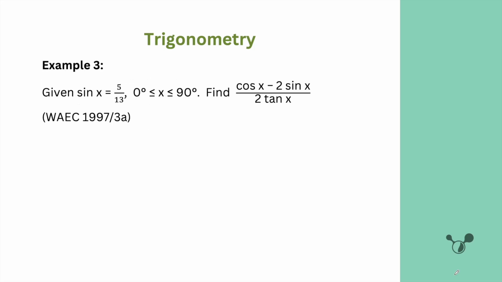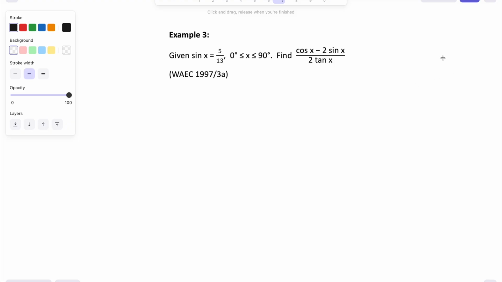Example 3 states, given that sine x is equal to 5 over 13 and x is between 0 and 90 inclusive, find cos x minus 2 sine x all over 2 tan x. So this is one trick. There's some common triples of sides. So you could have 5, 12, 13. These are some very common things. I think we have 3, 4, 5, and the multiples of it. So you could have 6, 8, 10, right? You could have 9, 12, 15, right? So multiples of these guys. I think these are the most common ones, apart from our 1, 1, root 2 for 45 degrees, right?